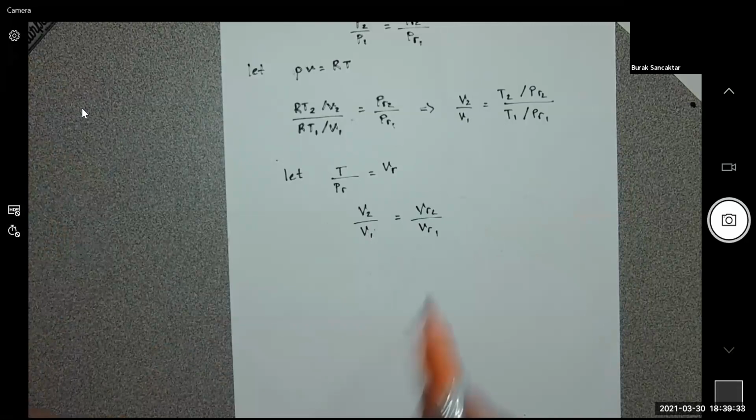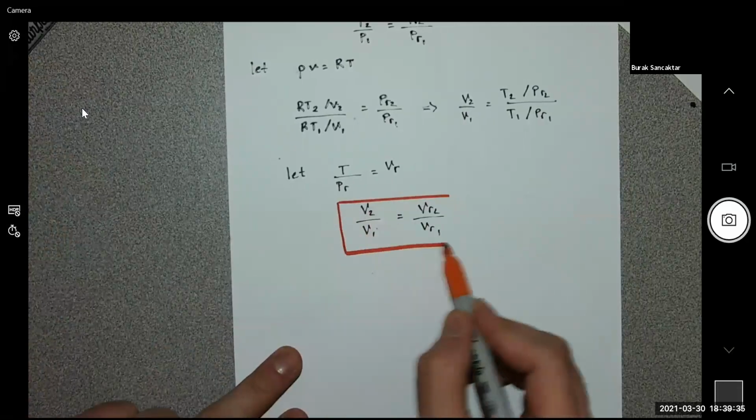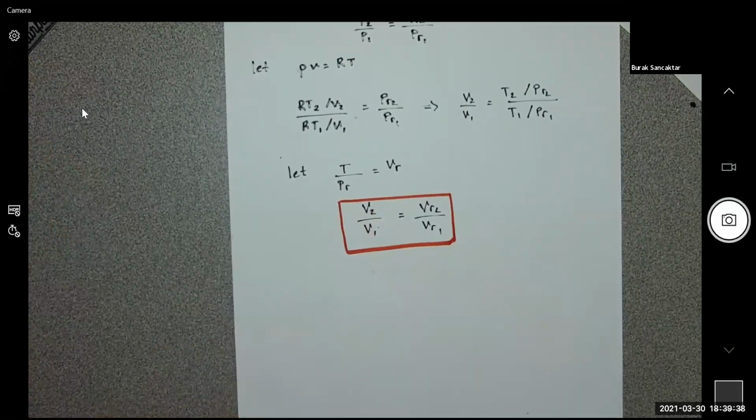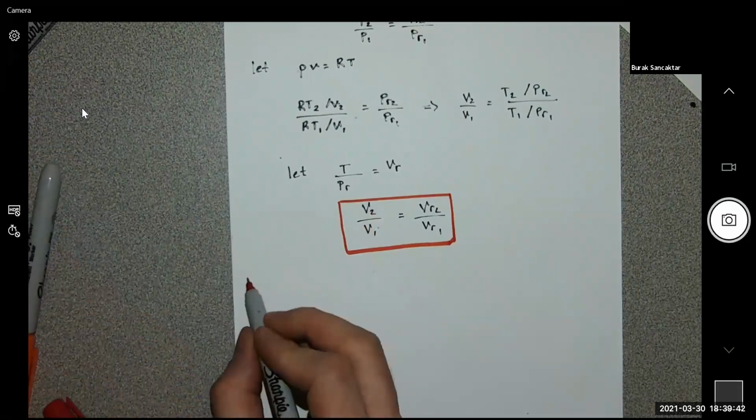Specific relative volume for state 1 and state 2. Okay. Example.